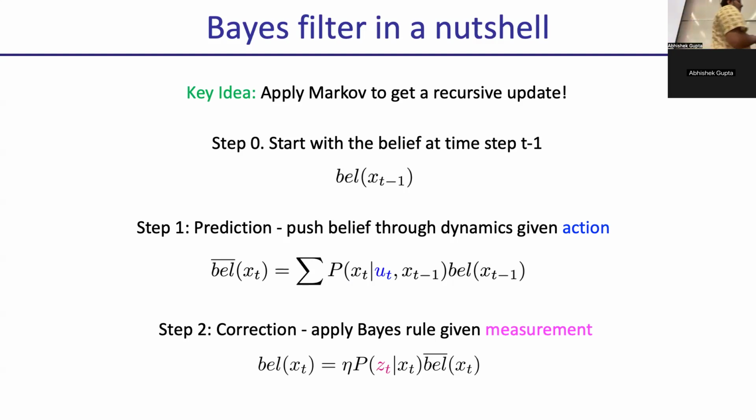Right? And so the cadence of this is going to be first time step, take an action, go from belief to belief bar, take a measurement, go from belief bar to belief, repeat, go from belief to belief bar at the next step. Right?